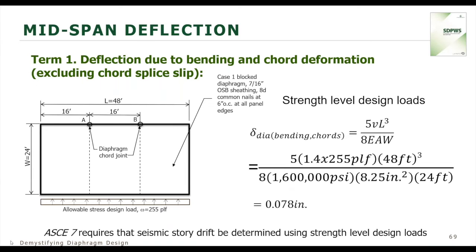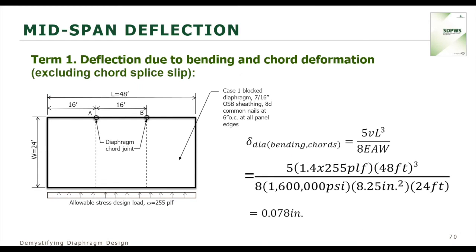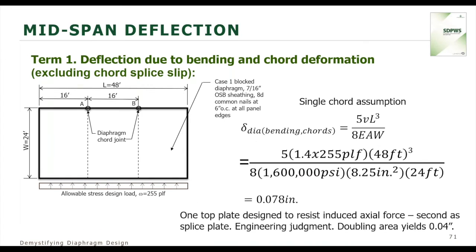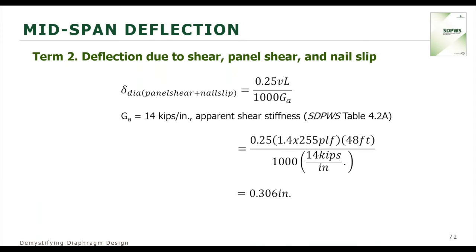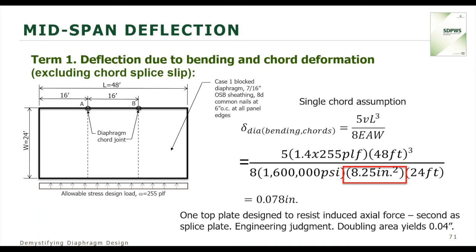And we plug in the numbers here. We have 5, which is part of the equation. Then we have the actual induced shear, which is equal to the allowable shear of the diaphragm, and we multiply it times 1.4 to get it up to that strength level design. We have the length of the diaphragm at 48 feet, and we divide by 8. And then we have the actual EA of that single chord. The E is the 1.6 of the 2x6 chord, and then A is the 8.25 of one of the chords, and the W is just the 24 feet. So you plug that all into the equation and we get 0.078 inches.